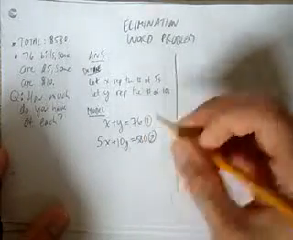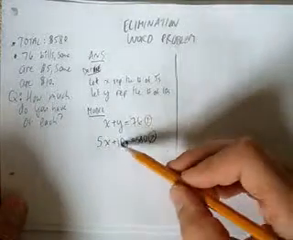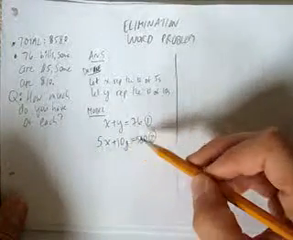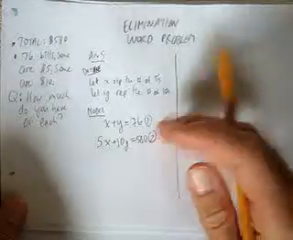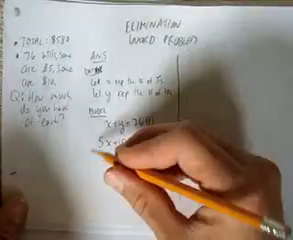Let's say that another way. In other words, $5 times each of your $5 bills plus $10 times each of your $10 bills has to add up to 580. And we've got two equations. Now we need to start solving.